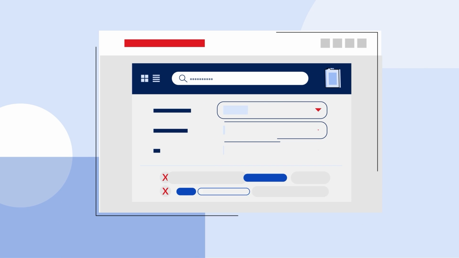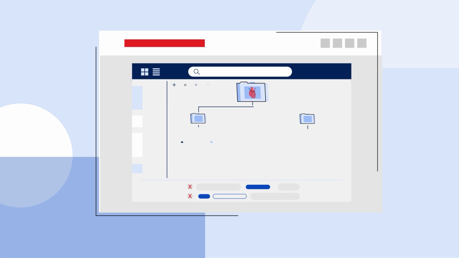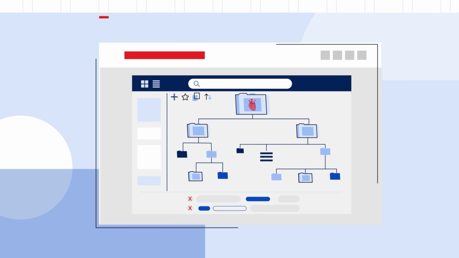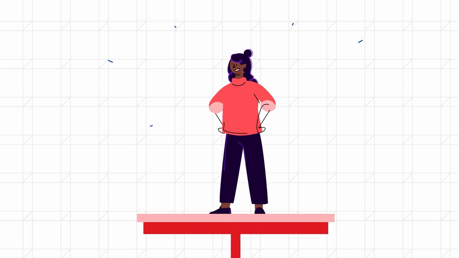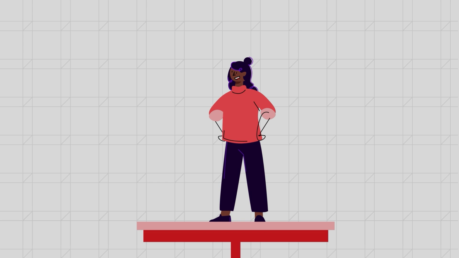Plus, I can easily search for specific topics and use tags and favourites to organise all my materials. With Access, I feel more confident tackling medical school. It's the resource I need to build a strong foundation.